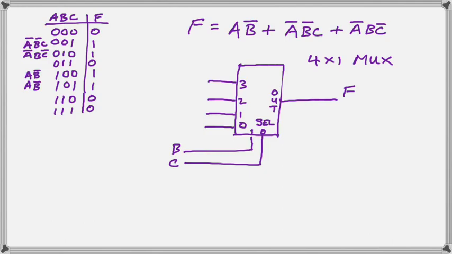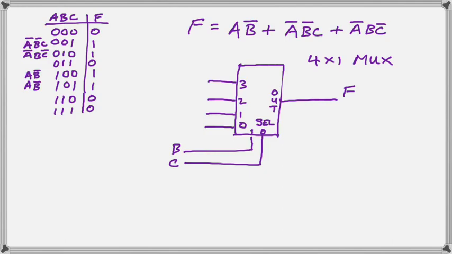and the F. The F is the output of the function, and the B and C are applied to the select lines. The B must go to the 1, and the C must go to the 0. Why? Because the B is the more significant bit than the C, and the 0 is the least significant bit of your select lines. Now notice we haven't mentioned the A. What do we do with the A?